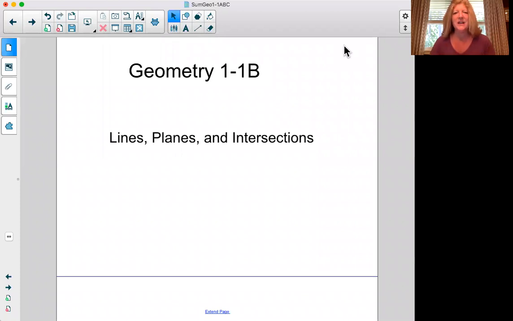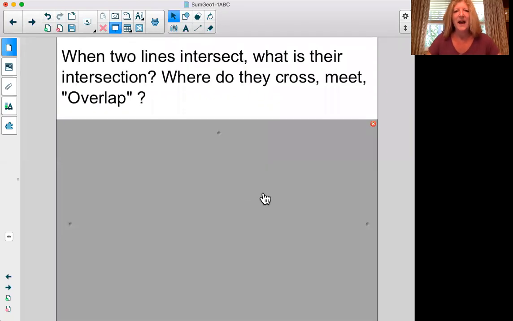What's an intersection? An intersection is where two things overlap or cross each other or touch each other. So ask yourself, when two lines intersect, what is their intersection? In other words, when they cross, where do they meet or overlap? Is there anything that exists on both of those lines at the same time?